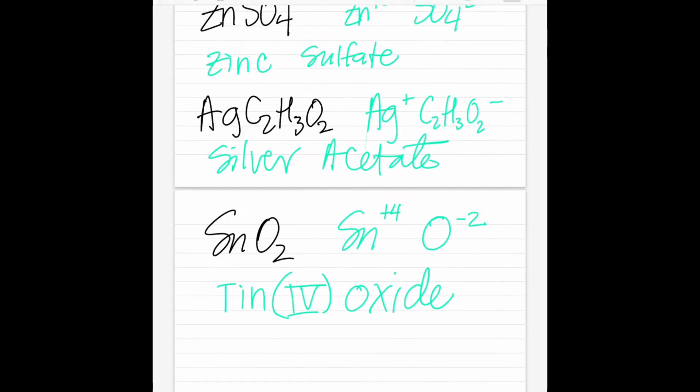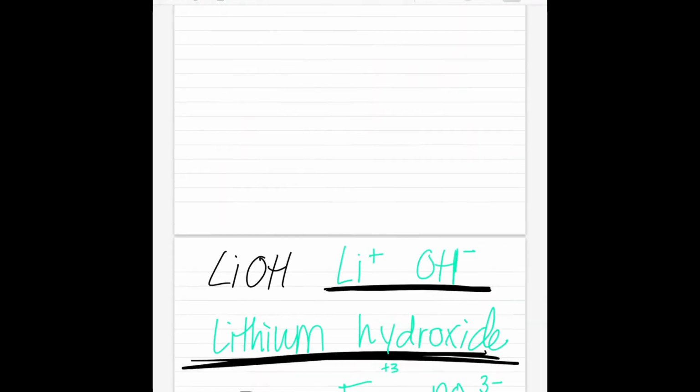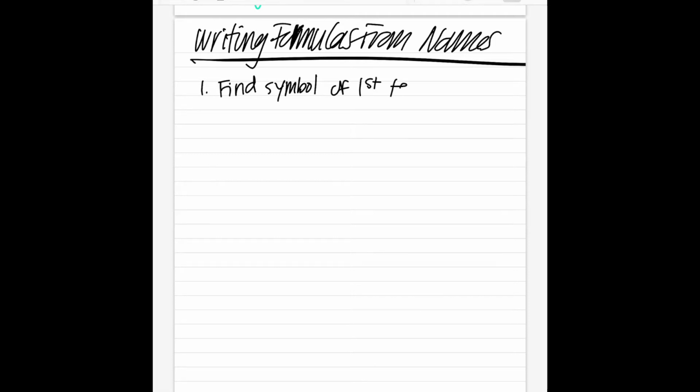All right, so yesterday was, let me see if I can find the title, writing names from formulas. Today we are writing formulas from names. All right, so what you're going to do, step 1, is find the symbol of the first term. Okay, step 2, write it down. Write it down with the charge.